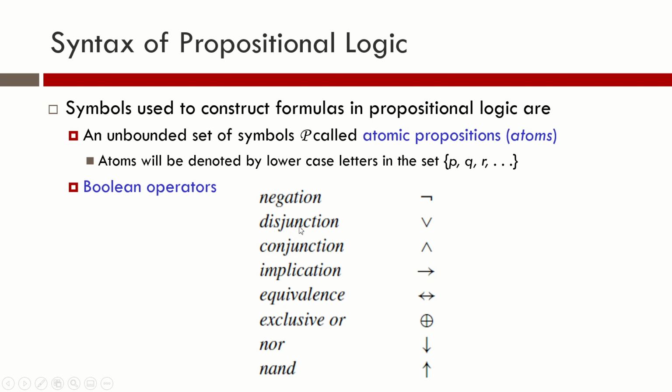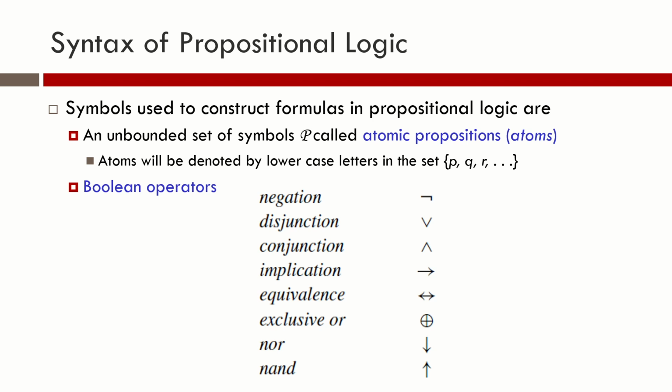When we consider disjunction, we know that when we have a formula, say P or Q, the truth value of P or Q will be false only if both the operands are false. That is, P as well as Q should be false for P or Q to be false. Now coming to conjunction.